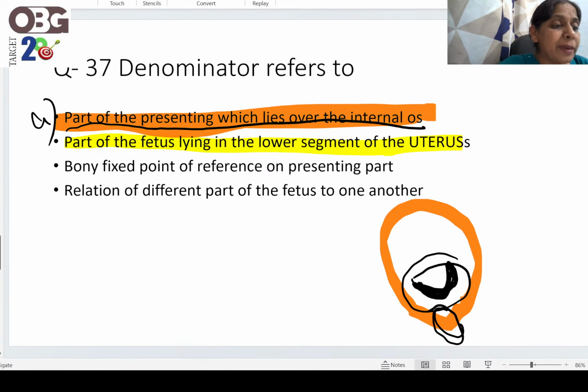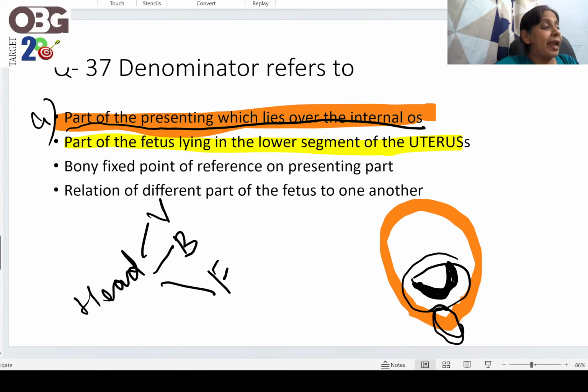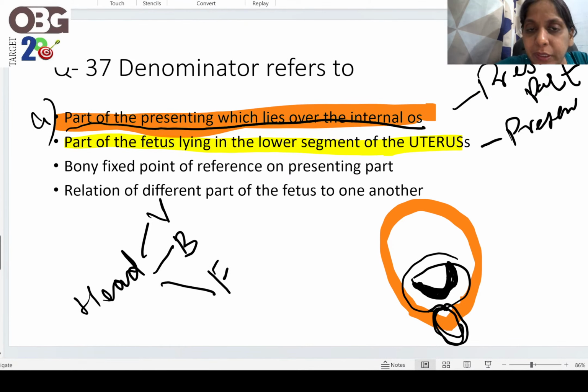तो सबसे नीचे कौन सा पार्ट है? तो हेड के अभी हमने पढ़ा 3 पार्ट होते हैं. सिफेलिक प्रेजेंटेशन के 3 पार्ट होते हैं, वर्टेक्स, ब्राउ और फेस. तो हेड के इन 3 पार्ट्स में से सबसे नीचे कौन सा पार्ट है? उसको बोलते हैं प्रेजेंटिंग पार्ट. इसको बोलते हैं प्रेजेंटिंग पार्ट, इसको बोलते हैं प्रेजेंटेशन, ठीक है? अब मान लीजिए कि वर्टेक्स था, ठीक है, वर्टेक्स था. हेड के 3 पार्ट है, वर्टेक्स, ब्राउ और फेस.